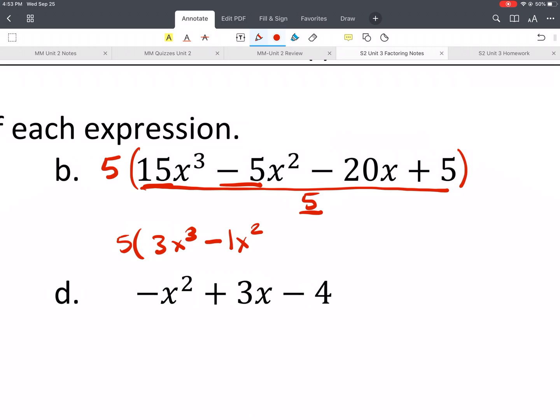Okay. Just like you've done before, if we do have a 1 in front of anything, we don't need to keep it. We could just write it as negative x squared. But if you prefer to have the 1 in front, that's fine. Okay. Negative 20 divided by 5 would give us a negative 4x. And then 5 divided by 5 would give us 1. Okay, so here's another example of factoring out the greatest common factor.